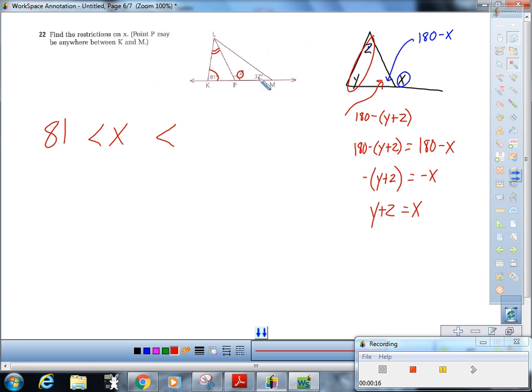Because this angle right here is already 37. So if I called this right here y, I know that x plus y has to be equal to, let's see, what's 180 minus 37? 143. And I know that y has to be bigger than 0. So that means x has to be less than 143. And there is your restrictions on x. Boom!